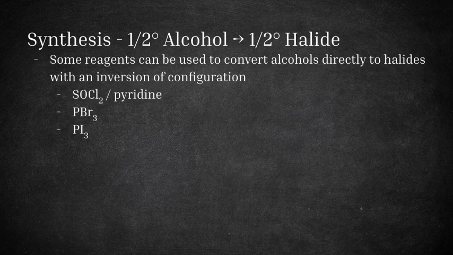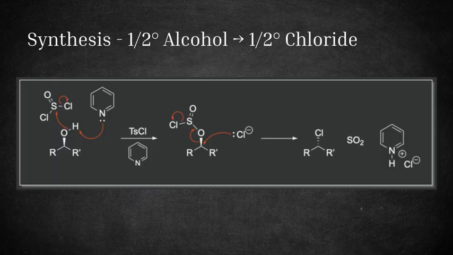There are also reagents we can use to convert primary and secondary alcohols directly to halides, such as chloride, bromide, and iodide. The first reaction converts primary or secondary alcohols into chlorides using thionyl chloride, SOCl₂, in the presence of pyridine. In this reaction, pyridine acts as a base, deprotonating the alcohol and forming an alkoxide. This alkoxide then attacks the electrophilic sulfur atom in thionyl chloride, resulting in the formation of an ester linkage between the oxygen of the alkoxide and sulfur, while one chloride ion is released as a leaving group.